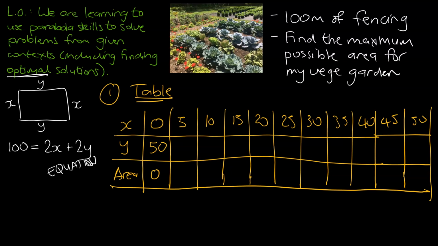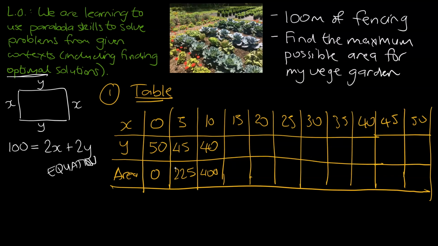So if X is 5, that means there's 90 meters left for the Y's, and they would be 45. If you put 5 times 45 in your calculator, that'll get you the area of 225. Let's have a look at 10 now. 10 plus 10 is 20, so there's 80 left for the Y's, which means that's going to be 40. And 10 times 40 is 400. So straight away, we've already got a bigger area.